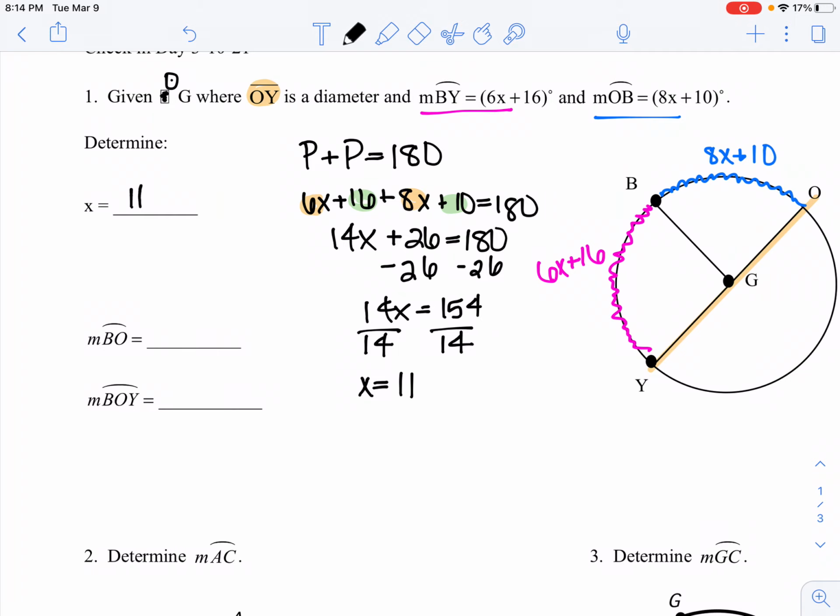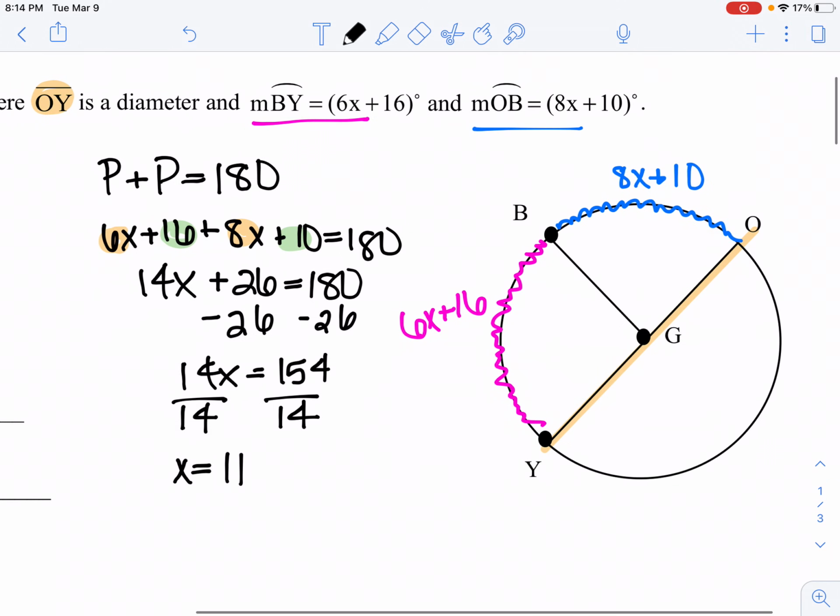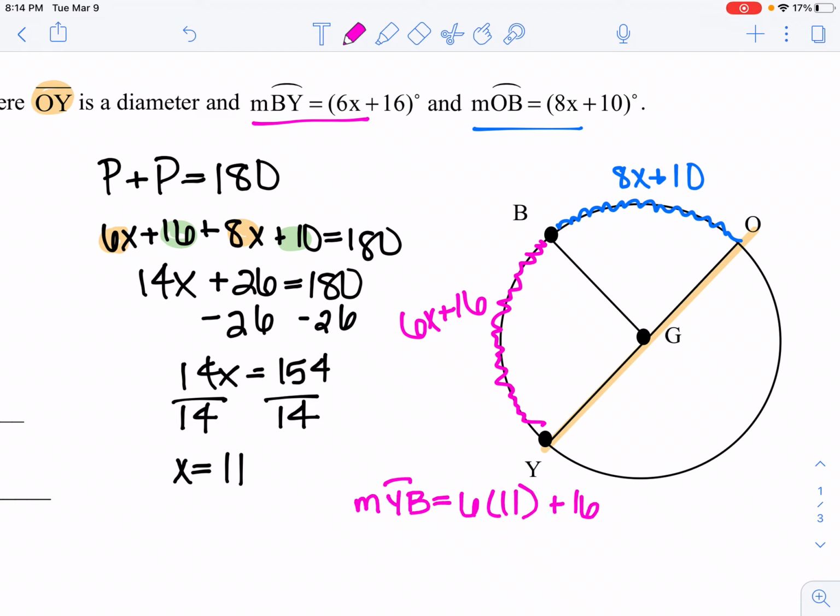All right, so now that we know what x is, we can substitute x for both of our arcs, arc BY and arc OB. So go ahead, pause the video, and substitute in. Your measure of arc YB, we substitute our x: 6 times 11 plus 16. And so for the measure of arc YB, you are going to get 82.